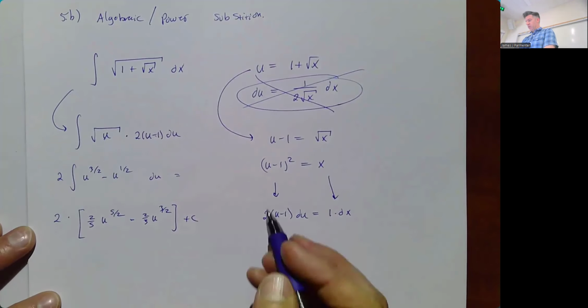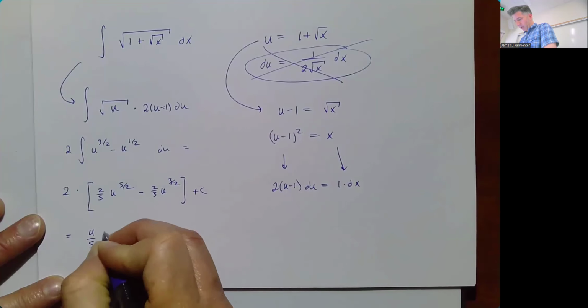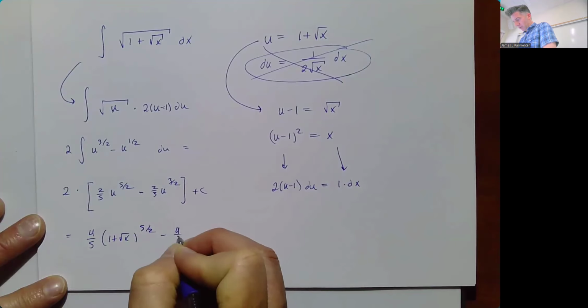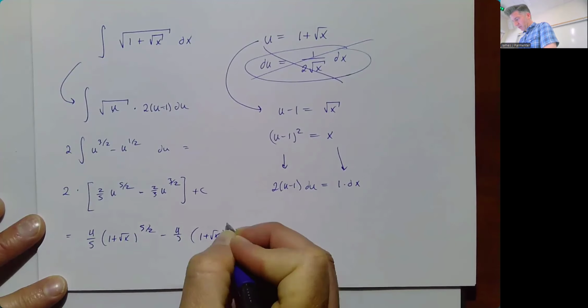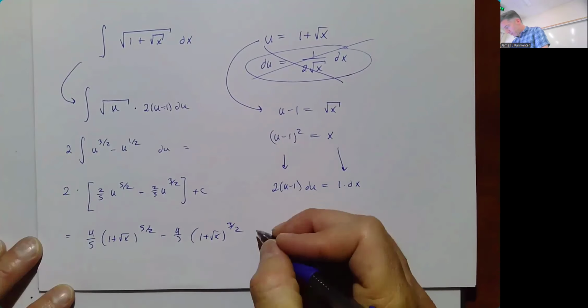Plus C, and then we plug back in that u is equal to 1 plus root x to end up getting 4/5 times (1 plus root x) to the 5/2 minus 4/3 times (1 plus root x) to the 3/2, plus C. Thank you, good call.